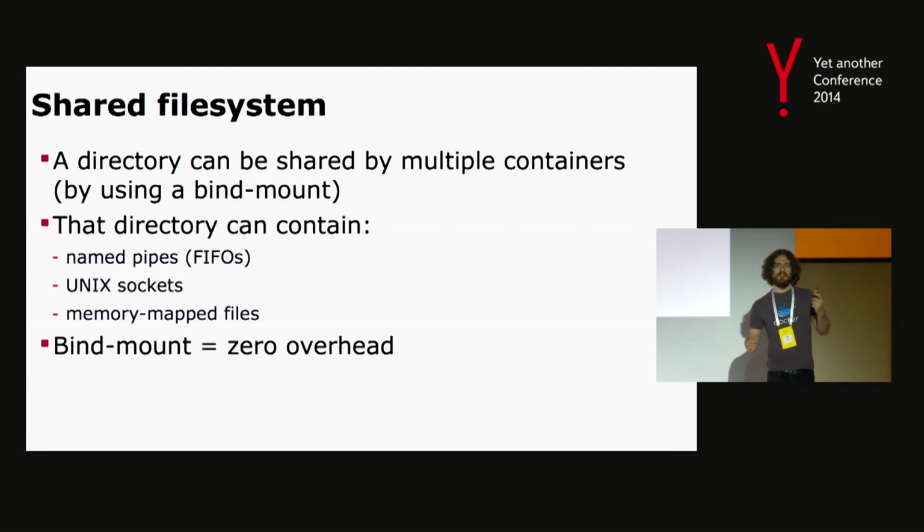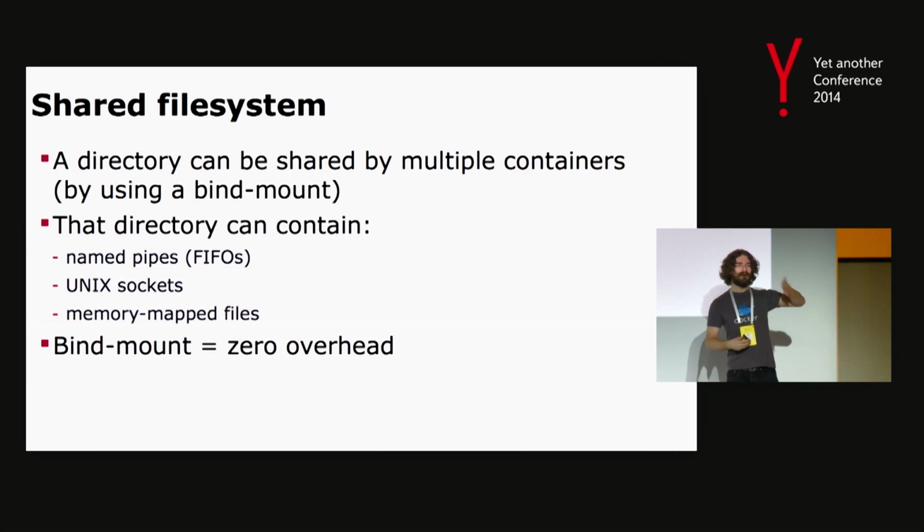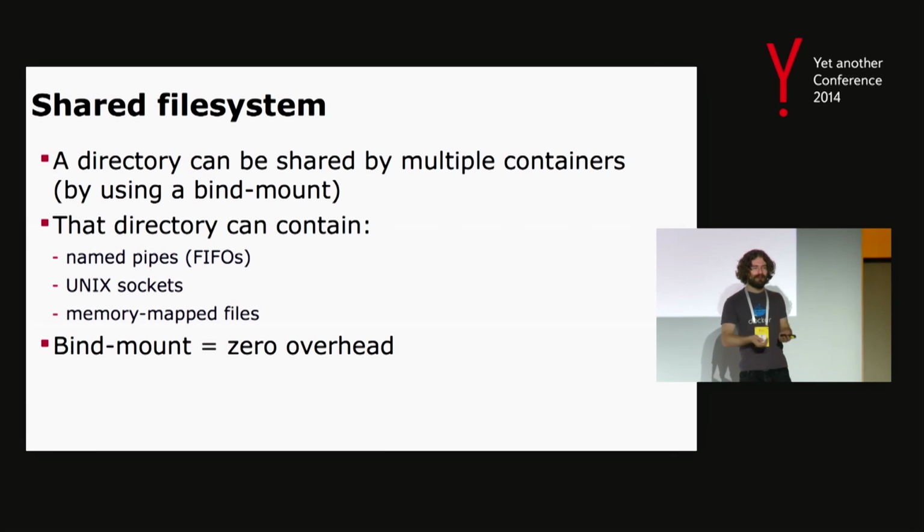Another mechanism is a shared file system. You can start a container and you can say, OK, I want /var/lib/Postgres to be shared with another container. And that directory can contain all the stuff that a Unix directory can have. So not only files, but also FIFOs, Unix sockets. So when you want to connect to something, you can connect over a Unix socket, which will effectively create a kind of hole or a communication mechanism between the two containers. And it will be just as fast as a native Unix socket on the same machine communicating between two normal processes.